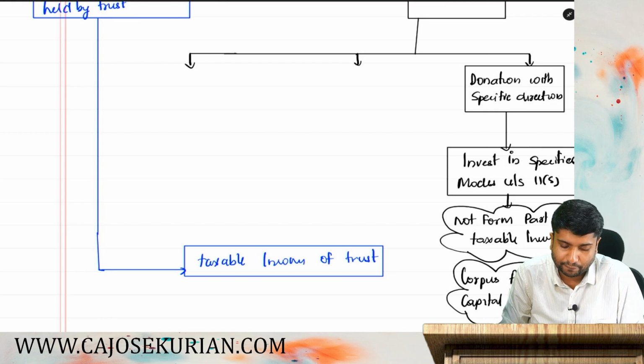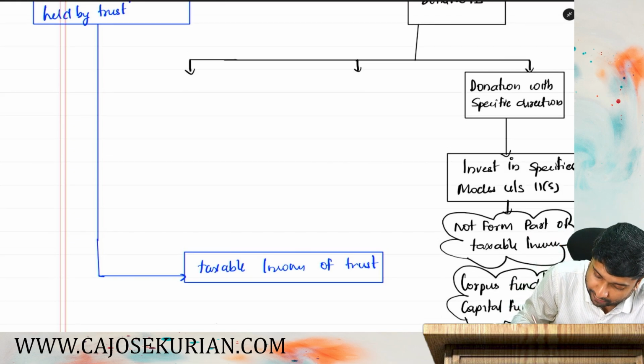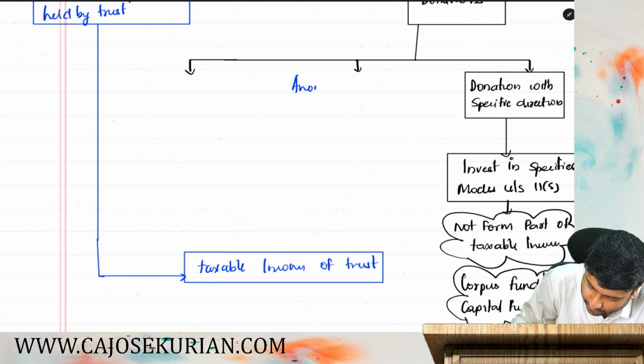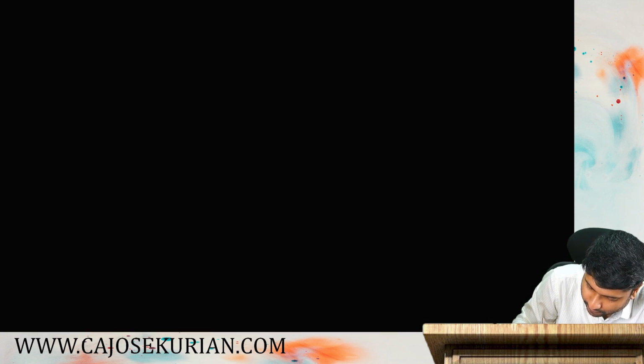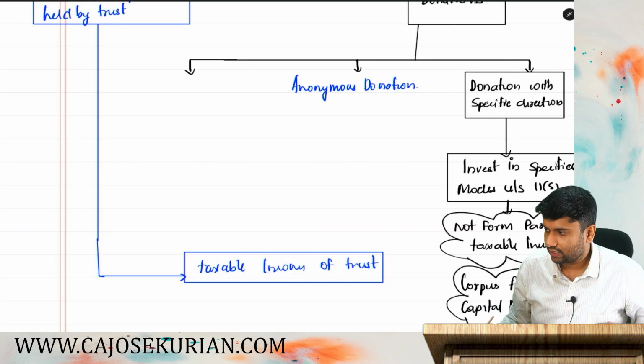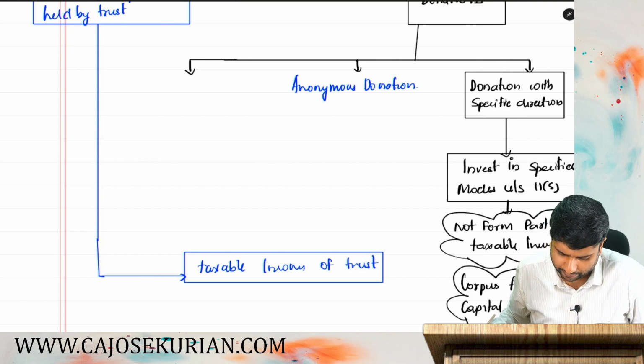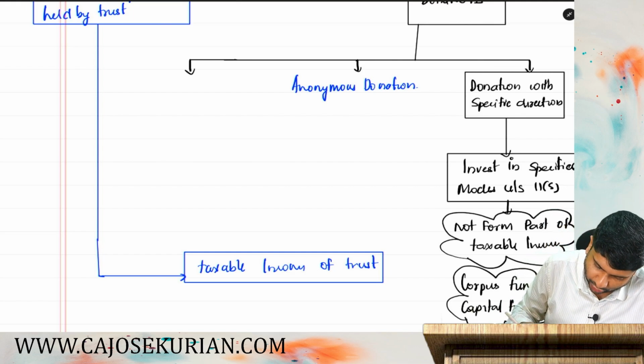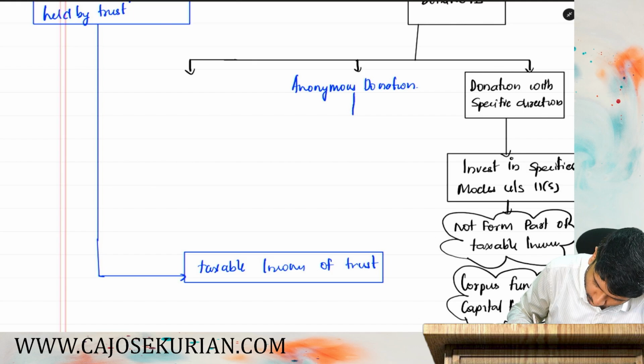And the second type of donation we can call anonymous donation. Second type of donation is said to be what? It is called anonymous donation. Now you tell me what to do with this anonymous donation. Anonymous donation has to be split into two. You have to split this anonymous donation into two.